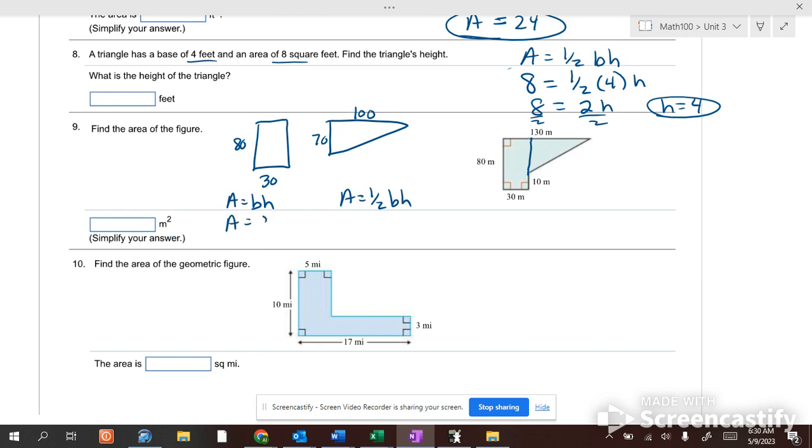So the area of this is 80 times 30, or 2400. The area of this part is 1/2 times 70 times 100, which is 3,500. You add the two areas together, so 2,400 plus 3,500, and you get the area of this entire figure, which is 5,900.